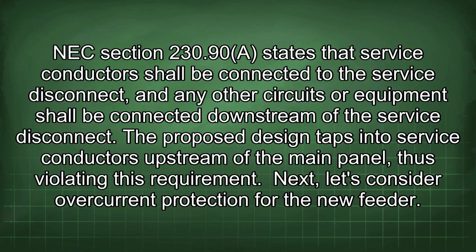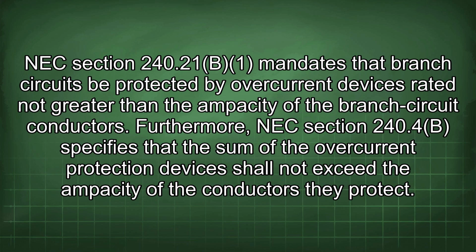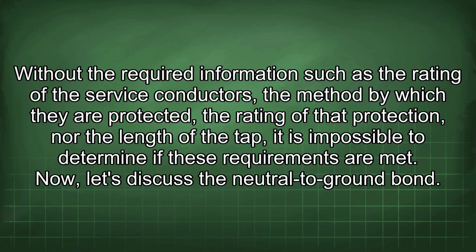Next, let's consider overcurrent protection for the new feeder. NEC section 240.21 mandates that branch circuits be protected by overcurrent devices rated not greater than the ampacity of the branch circuit conductors. Furthermore, NEC section 240.4(b) specifies that the sum of the overcurrent protection devices shall not exceed the ampacity of the conductors they protect. Without the required information such as the rating of the service conductors, the method by which they are protected, the rating of that protection, nor the length of the tap, it is impossible to determine if these requirements are met.